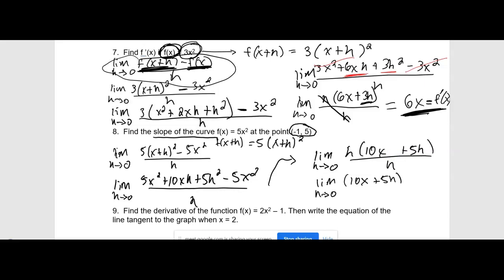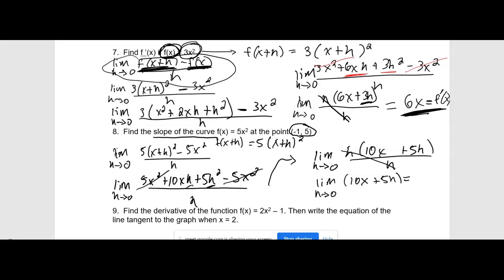So distribute your 5 after you squared your binomial. Your 5x squareds are going to cancel, so these should have canceled just like they would have in the previous couple of problems. You have a common factor of h with the two remaining terms. We pull out that h. That's going to allow the h, then cancel the h in your denominator. That's where now we're kind of in business in terms of being able to evaluate this limit.